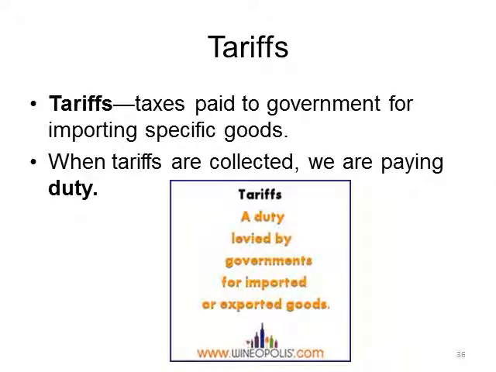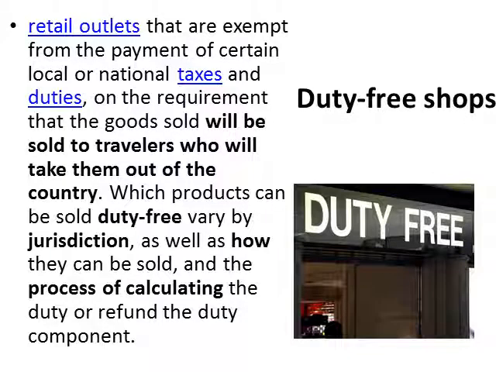Tariffs are taxes paid to government for importing specific goods. And when tariffs are collected, it's said that you're paying a duty tax. We have a lot of duty-free shops, and those are basically shopping outlets that are exempt from the payment of certain local or national taxes and duties, on the requirement that the goods will be sold to travelers who will take them out of the country.